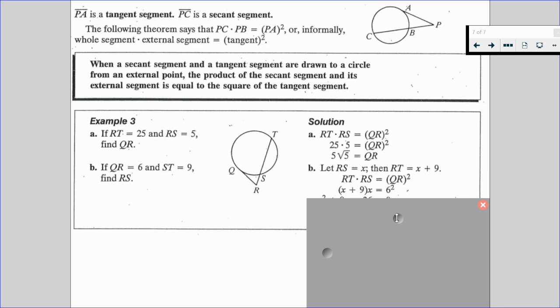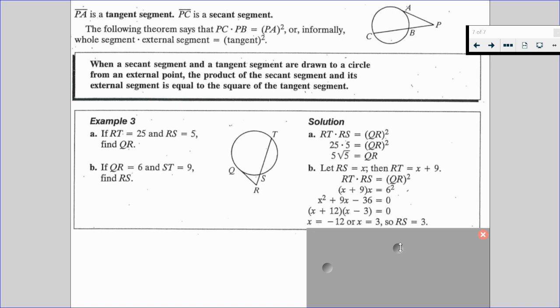We can substitute in everything and end up with x plus 9 times x equal to 6 squared. When we collect all of our terms on one side and set our equation equal to 0, we get x squared plus 9x minus 36. We can factor that. We get x plus 12 times x minus 3 equal to 0. Likewise, we're going to have x equal to negative 12, or x equal to 3.